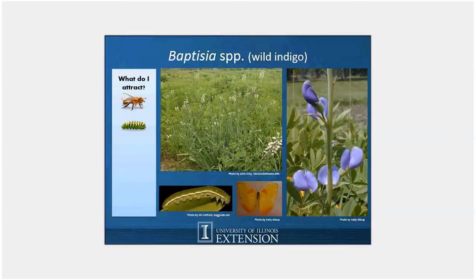Right here I have a picture of an orange sulfur, and this plant is very important to the larva of an orange sulfur. They eat plants in this family. Another thing is blue wild indigo will attract our queen bumblebees, and the wild white one will attract worker bumblebees for nectar. Again, a very beautiful plant.